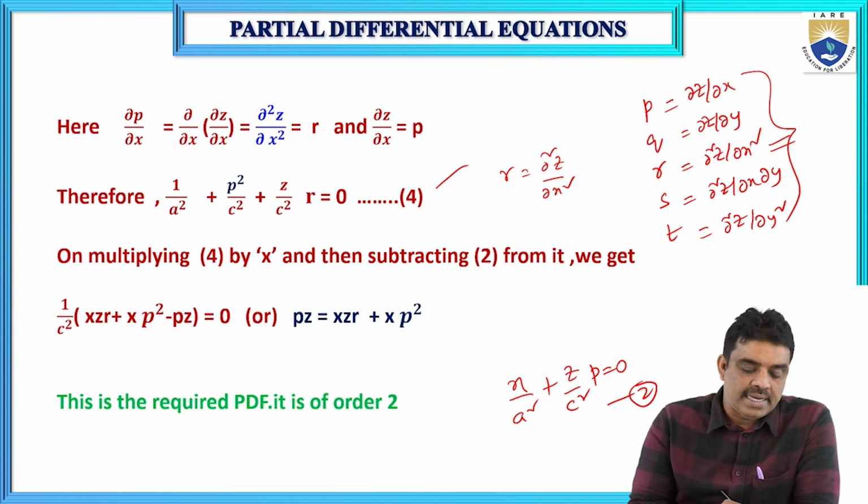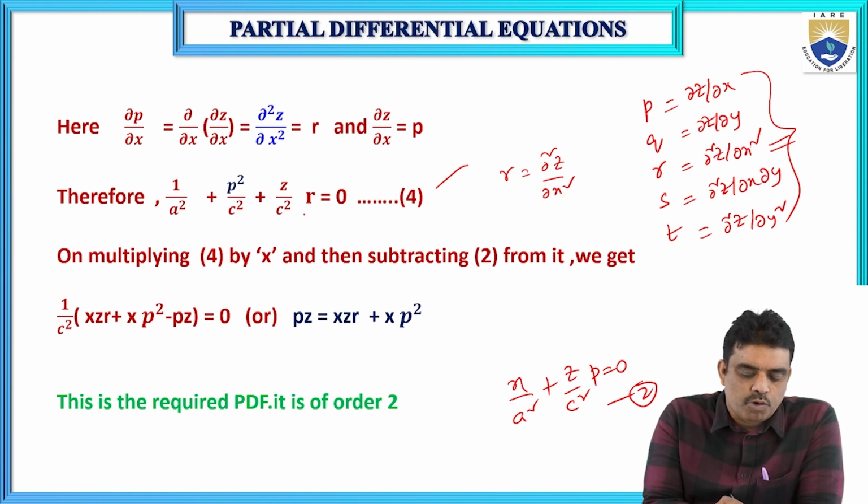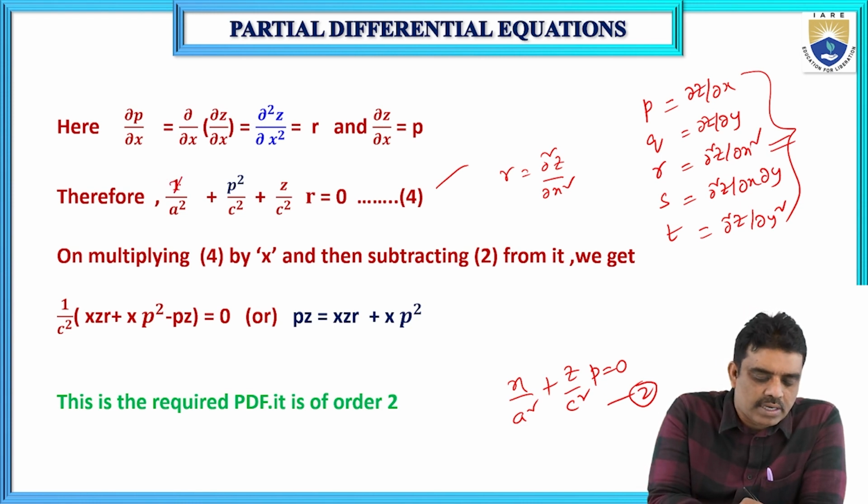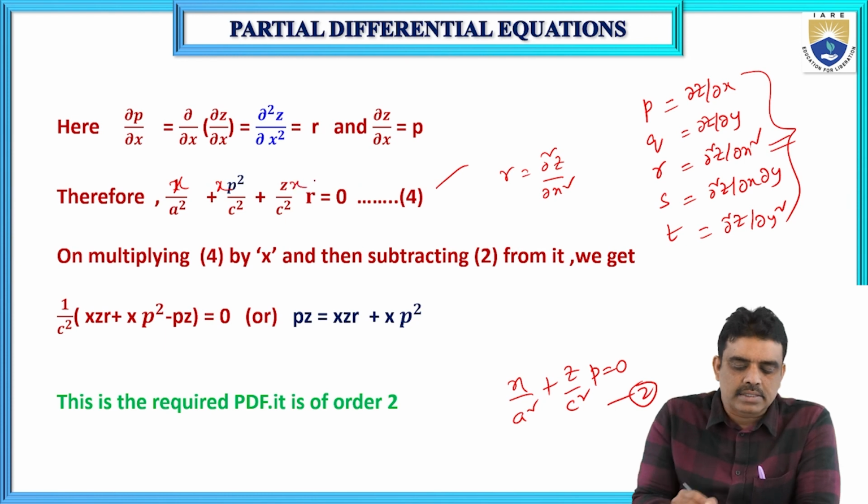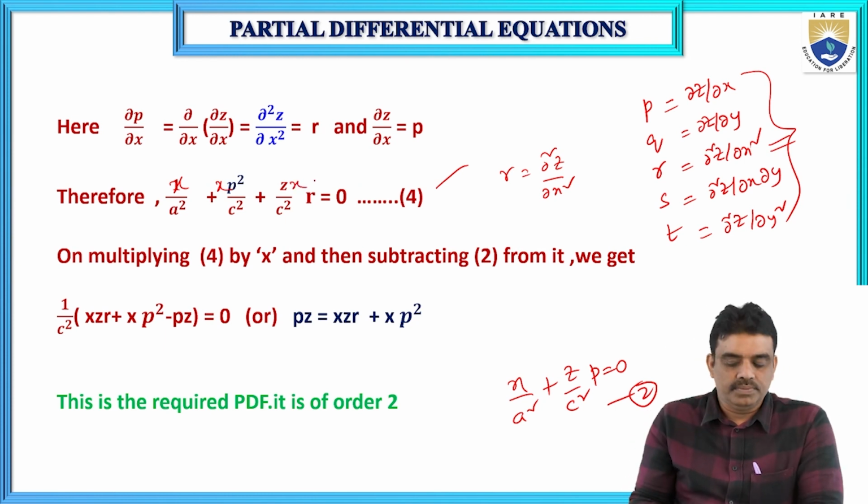So how you are eliminating is: multiply equation 4 by x, and subtract 2 from it. On multiplying with this x, you will get x by a square, x p square and z x by c square into r. Am I right?